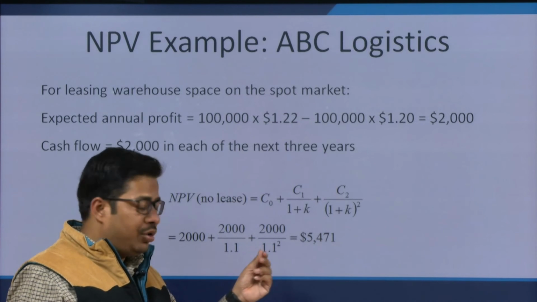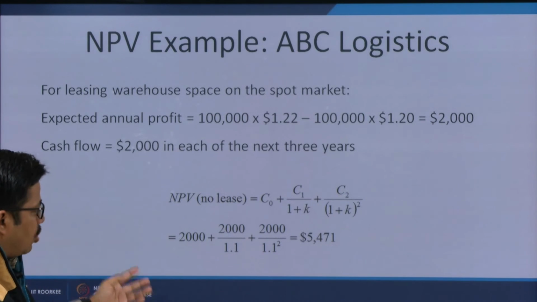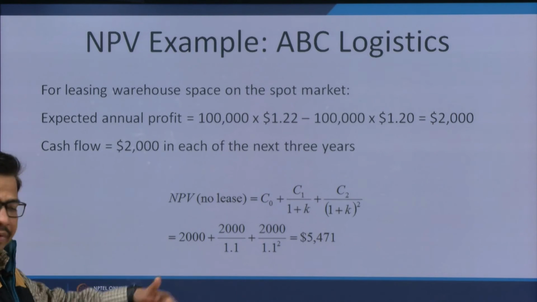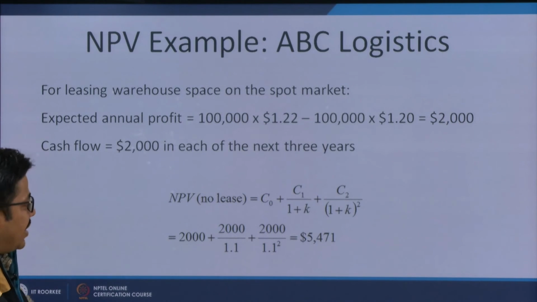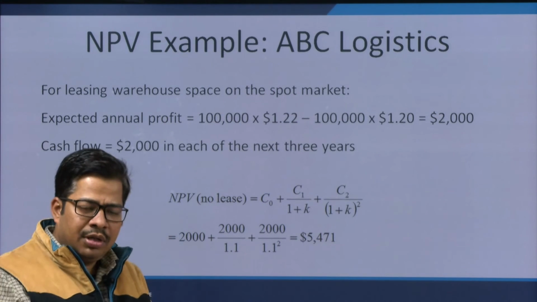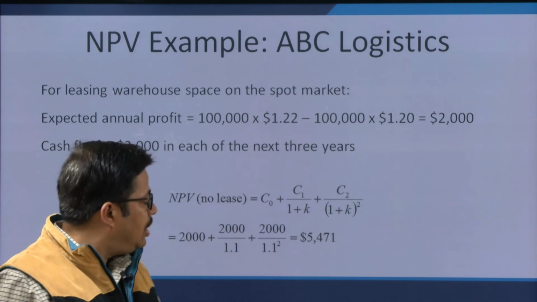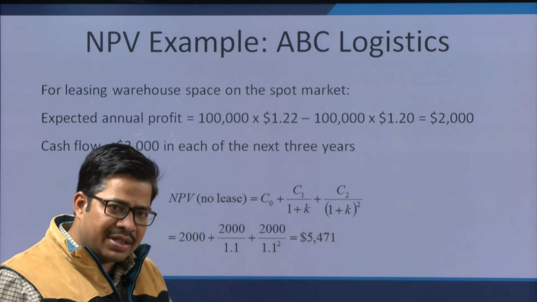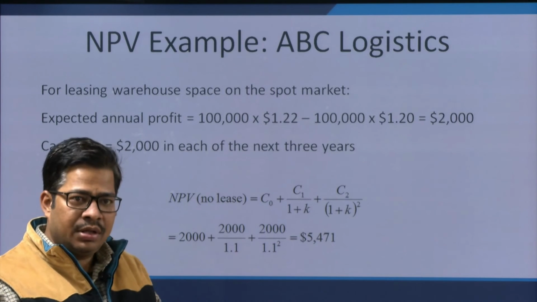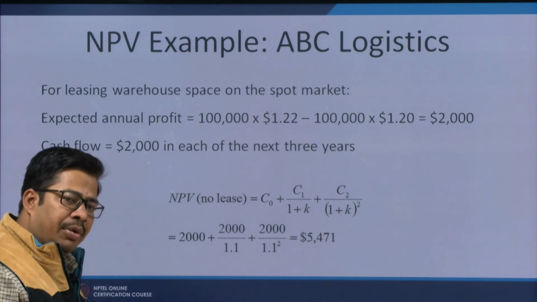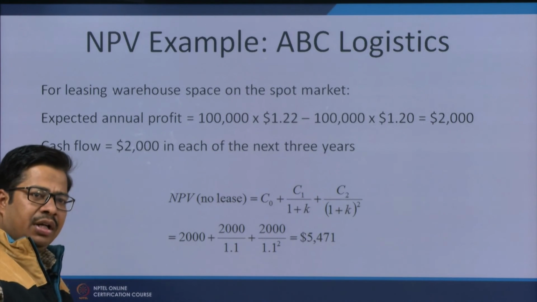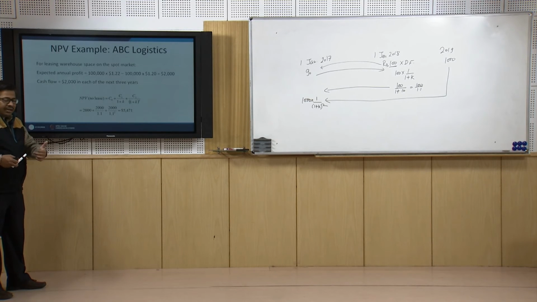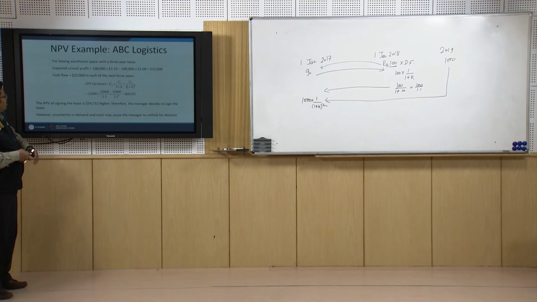So it is 1.21. The calculation yields the total net present value of 3 years cash flow as $5,471. That is in the case of the spot market. Now, before I go to the next slide, I request my students to practice the same calculation with the leased option. I am waiting for a moment while you complete your calculation, and then you can match your results with ours.